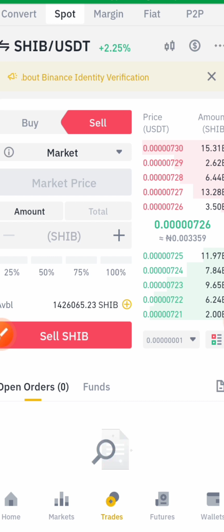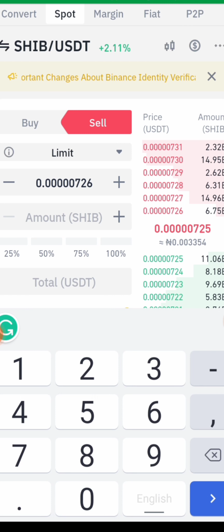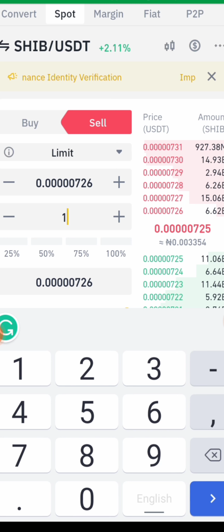Now let's try to sell. There is no need to use market order because there's nothing really in market order. If you buy, you've bought. If you sell, you've sold. So let's change to limit. Now it is down in limit. Let's type the amount of SHIB. Let's say we want to sell one SHIB. Okay, one SHIB is not up to $10. Let's say 20 SHIB is what?